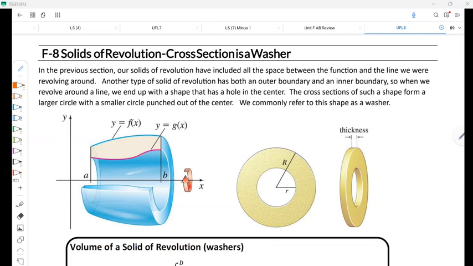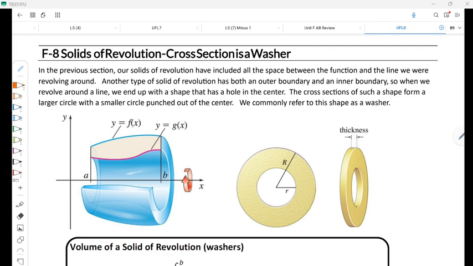When you look at the book, the difference between F7 and F8, most books kind of make it seem like you're doing different methods to do these, but it really is the problem that tells you what you're doing here. In the section that we finished before, the inside of your shape always went to the line that you were rotating about. So you had one function, and if you were rotating against the axis, then you were thinking that that shape was full all the way to the axis. So you ended up with the solid shape.